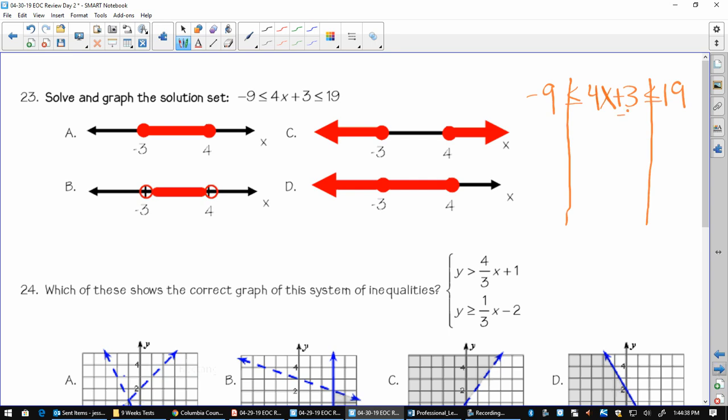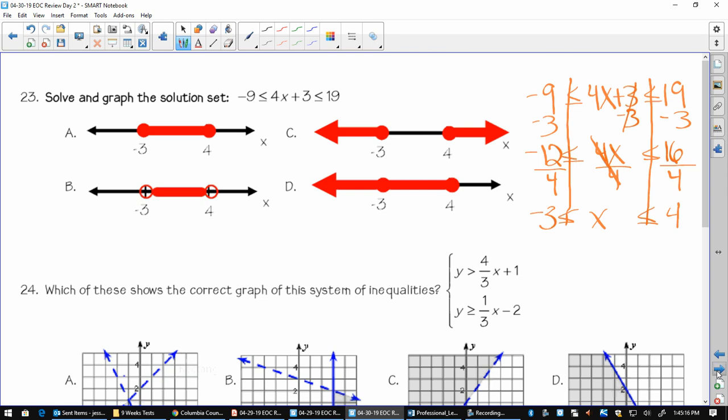So first I'm going to subtract 3 on both sides. And I'm subtracting it from all 3 sections, the center and the left and right side. So negative 9 minus 3, watch your signs, that would be negative 12, less than or equal to, bring down the 4x, less than or equal to again, 19 minus 3 would give me 16. Now to get x by itself, just like any regular equation, I'm going to divide by 4. Negative 12 divided by 4 would give me negative 3, less than or equal to, x, less than or equal to 16 divided by 4 would give me positive 4.